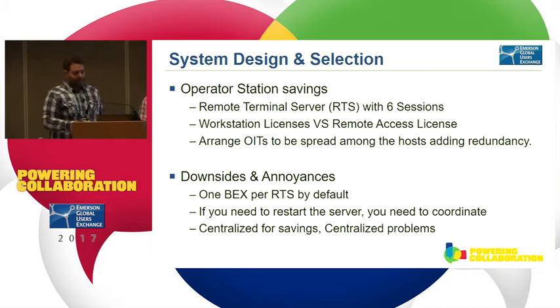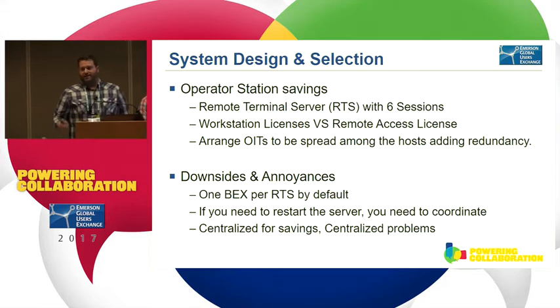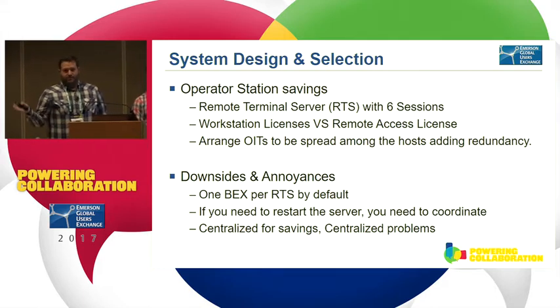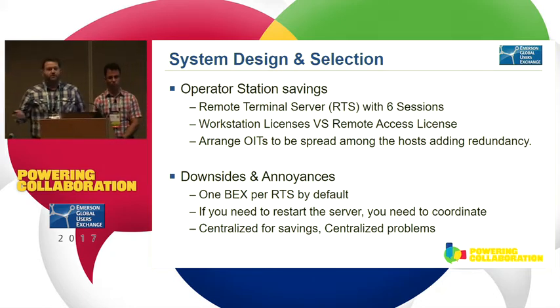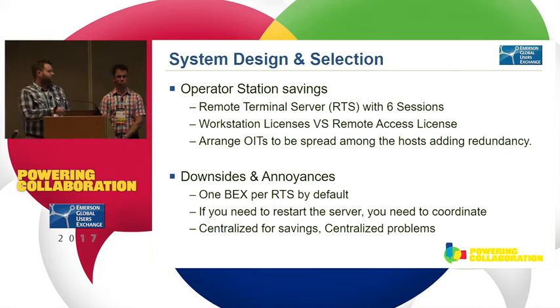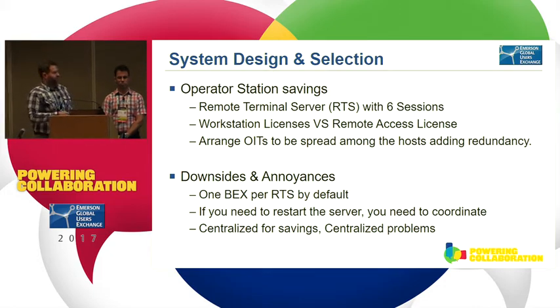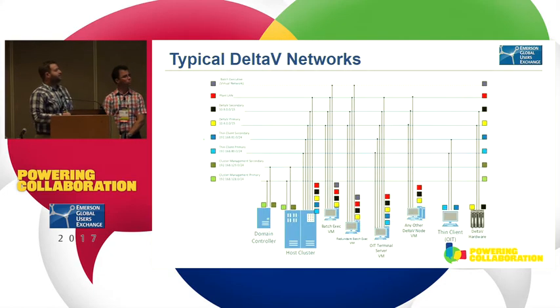Also, if you had a shared system, we share between albumin and IG, you only get one batch executive by default per RTS. So you can't split one between IG and albumin because the operators can't choose which batch executive they want to use. Also, it's a pain to get 6 people off of a server if you need to restart it.